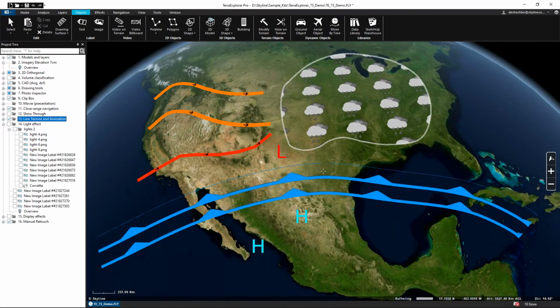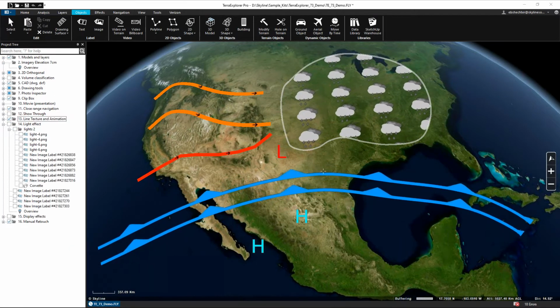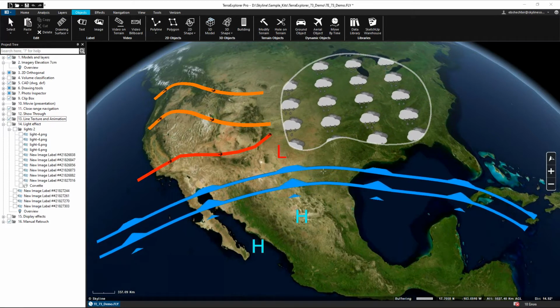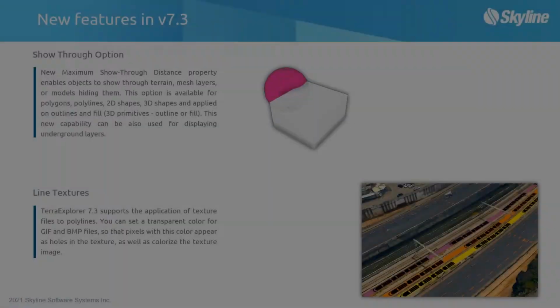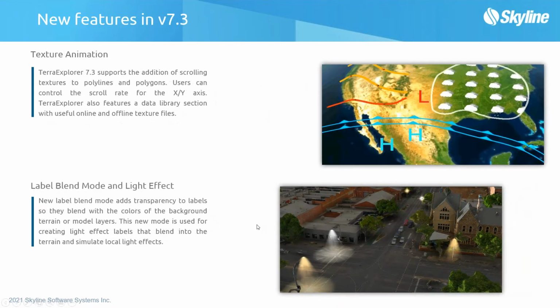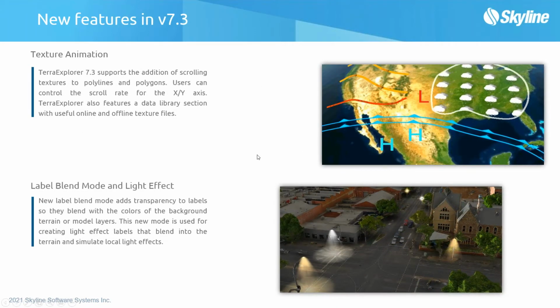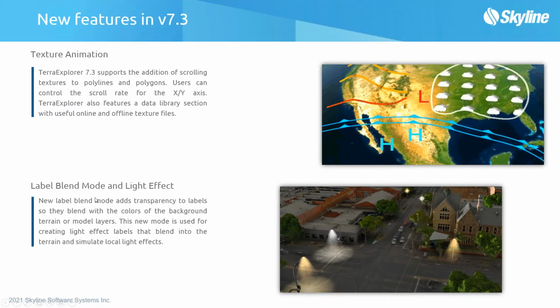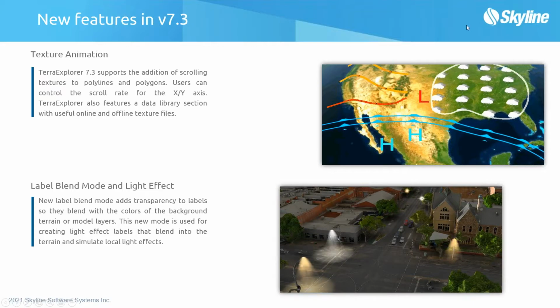And on to the next slide. So we saw the show through options and the line texturing options and texture animation. Now we'll go and review the label blend mode and light effects.